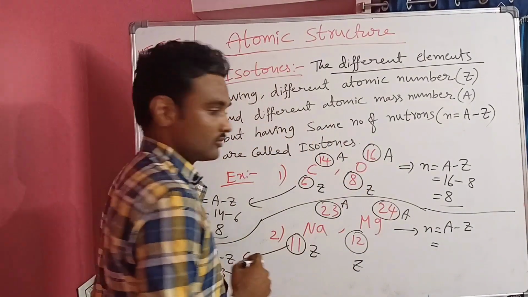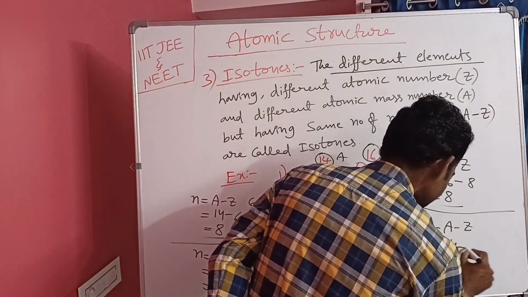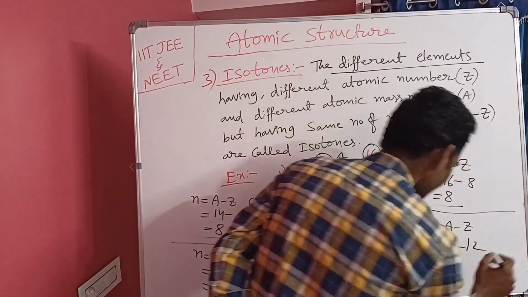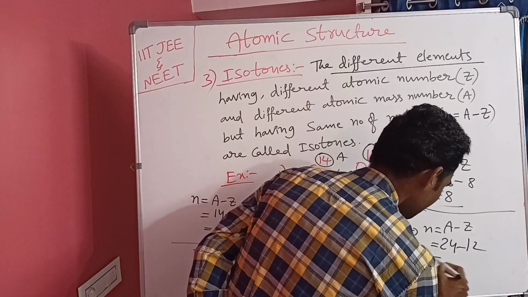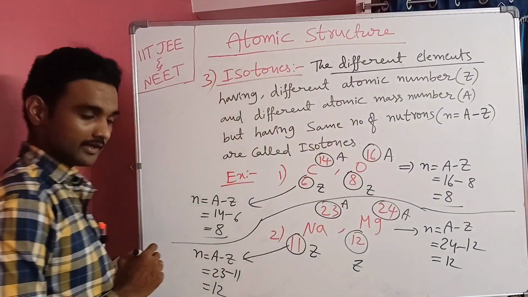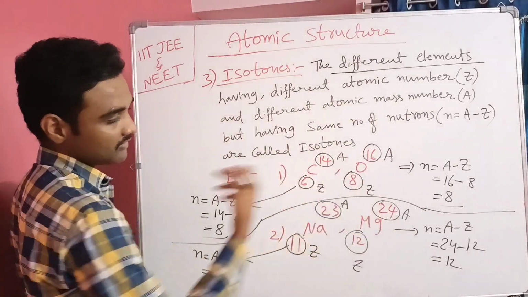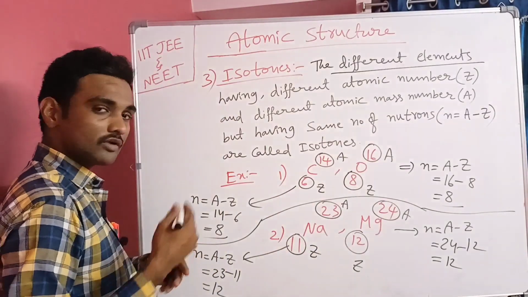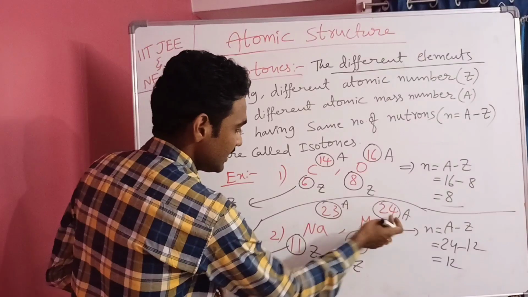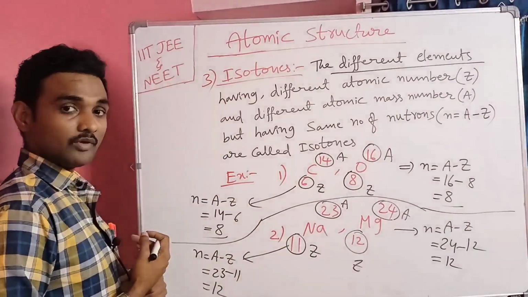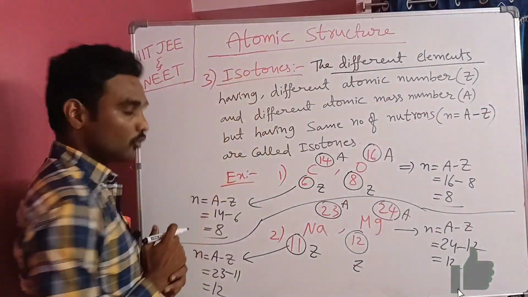A value how much here? 24. Z value 12. 24 minus 12, 12. Okay, here 12, here 12. Number of neutrons 12, there also number of neutrons 12. So equal number of neutrons, but different A values, different Z values. Such a type of elements are called isotones.